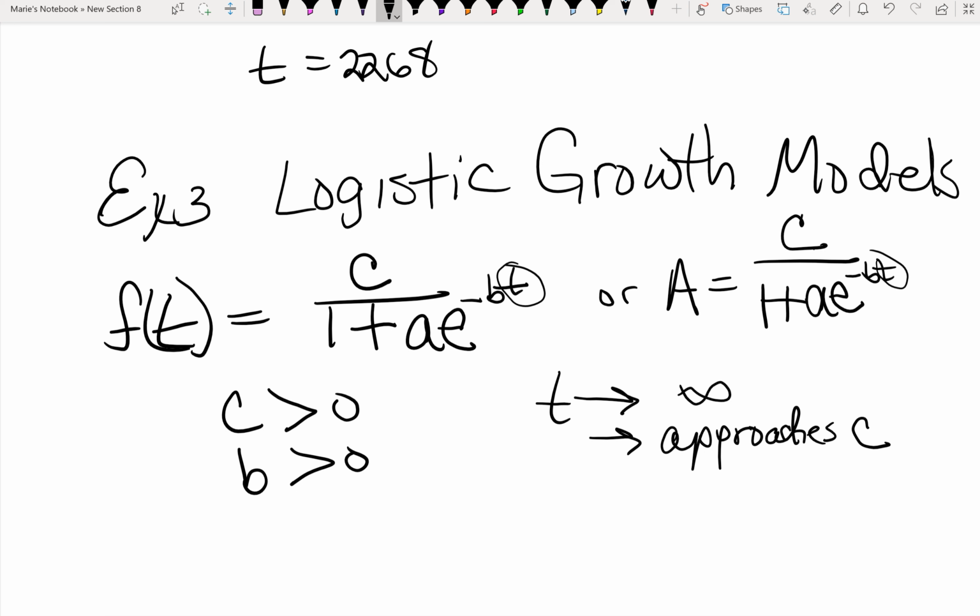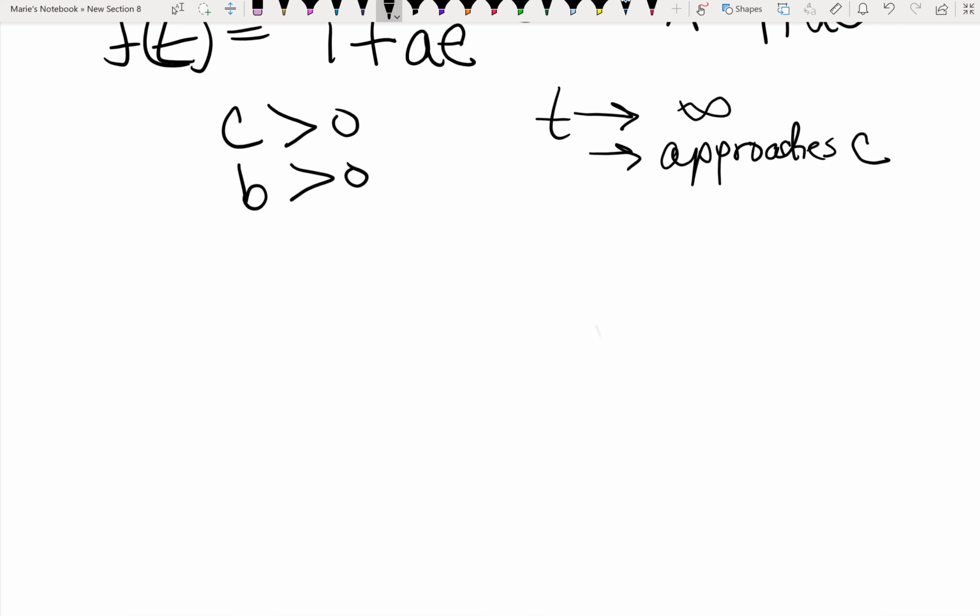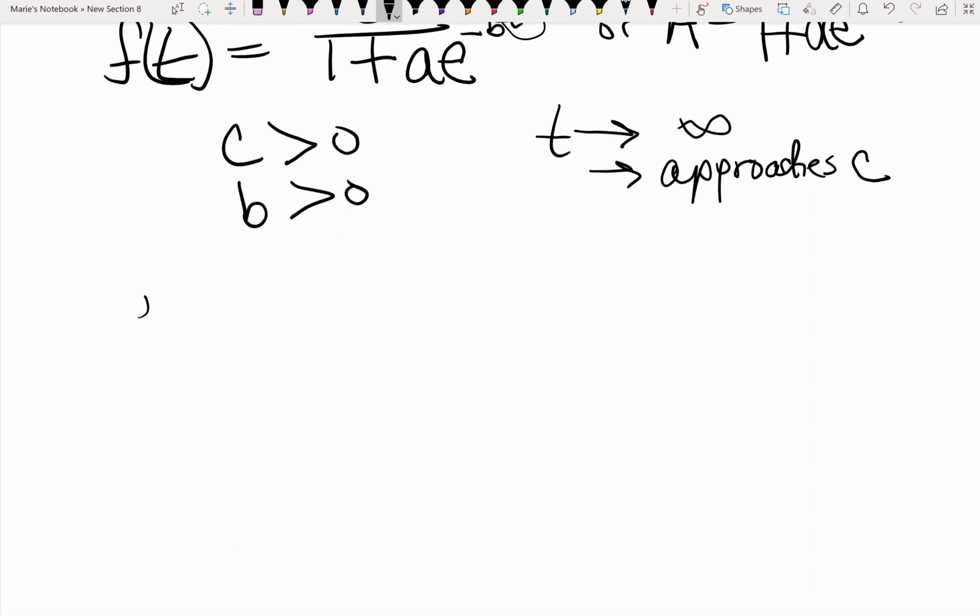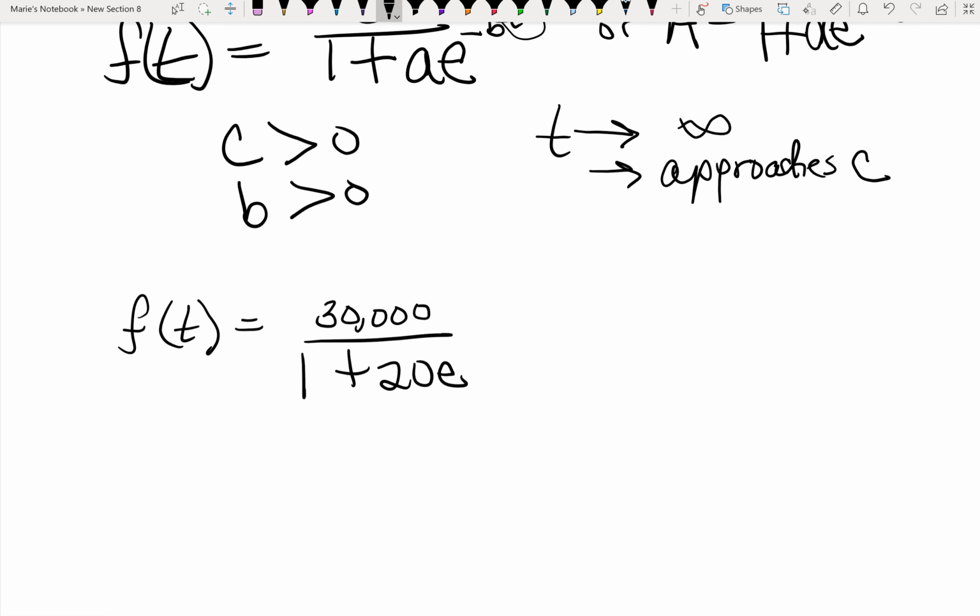And let me show you an example. In example 3, you have f of t given to you as equal to 30,000 divided by 1 plus 20e raised to the negative 1.5t. Now what this describes is the number of people f of t, so this is the number of people who have become ill with influenza in t weeks.